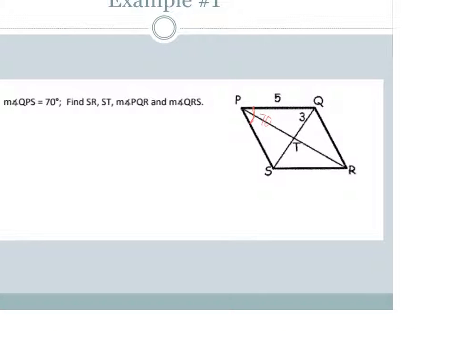Ladies and gentlemen, I know that angle P is 70. It's asking me to find SR. SR by definition is the same length as what? PQ. So that means SR has to be what? 5. There's our first one. ST has to be the same length as what? QT. So ST has to be the same length as QT.